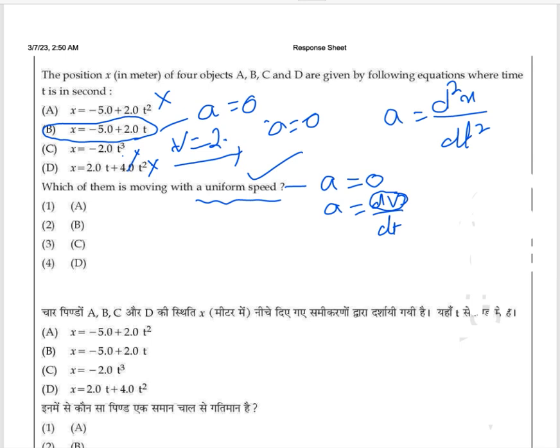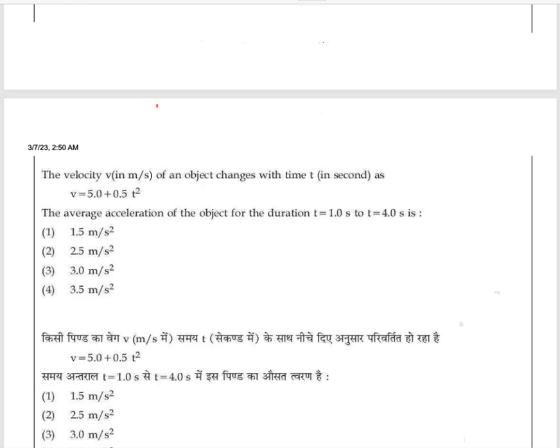So question number 6. The question is given as: the velocity of an object is given by v equal to 5 plus 0.5 t square. The average acceleration of the object during t equal to 1 second to t equal to 4 second is given by. So the average acceleration formula will become a average.